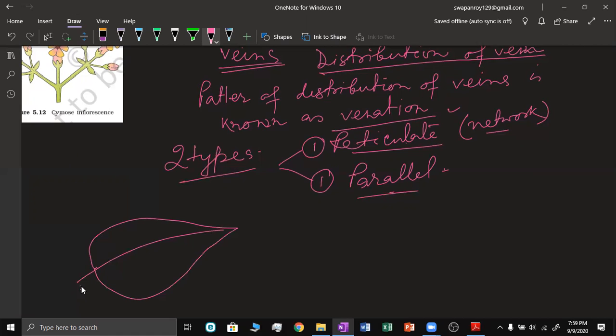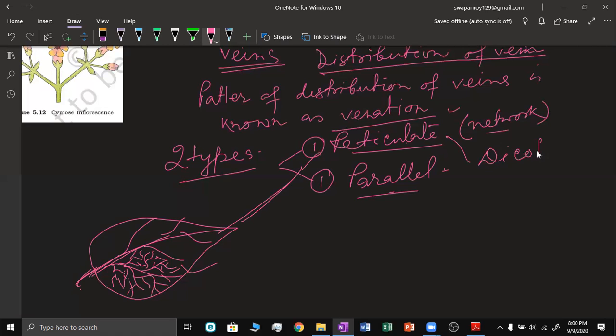Say there is a leaf, and this is the main vein. This one gives rise to branches, and each one of these branches again branches out. Again, these branches also give lateral branches. So throughout the lamina there is branching of veins, and they appear as a network. So this one is reticulate venation. This reticulate venation is characteristic of dicot plants. That is, dicot plant leaves show reticulate venation.